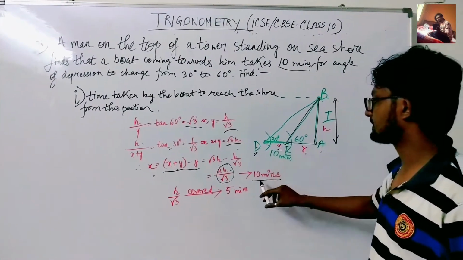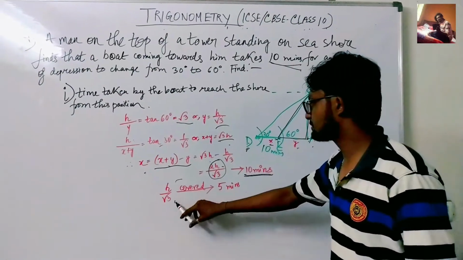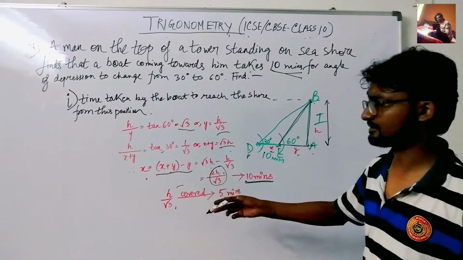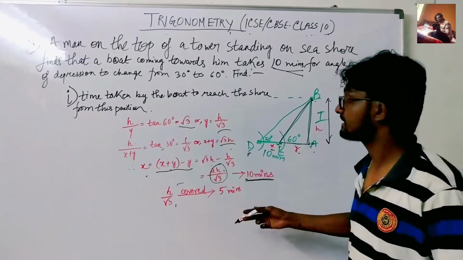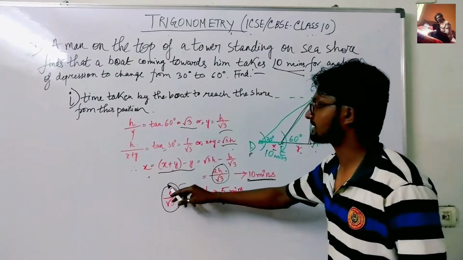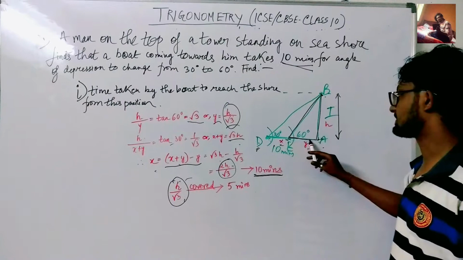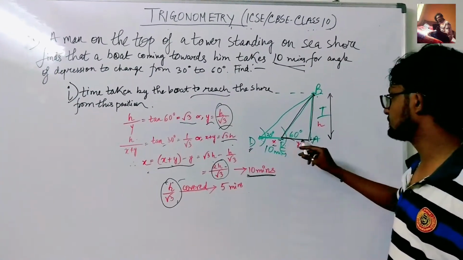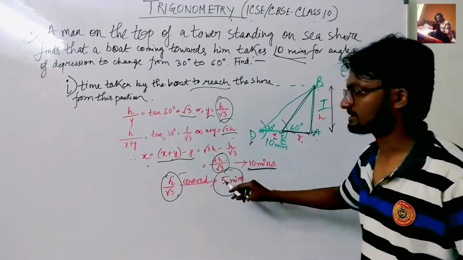So X is covered in 10 minutes. So 2H by root 3, and H by root 3 is the half. Like 10 minutes means obviously H by root 3 will be 5 minutes. And what is H by root 3? It is nothing else but Y. Y is this distance that was given in the sum. So from E to A, that is the distance Y, it will be covered in 5 minutes.